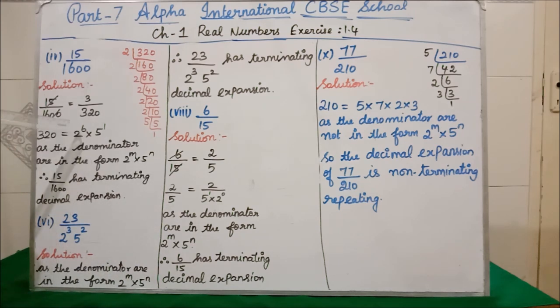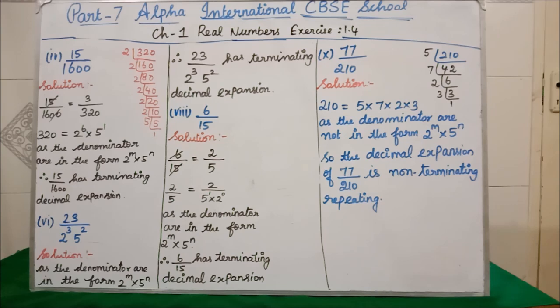See here, 2 power m: instead of m, any number you can take. It should be a positive number, but any number: 2 power 22, 2 power 32, 2 power 46, like that. This m and n can be any number. So therefore 15 divided by 1600 has a terminating decimal expansion. Why terminating? Because it is in the form of 2 power m into 5 power n. Therefore 15 divided by 1600 has a terminating decimal expansion.